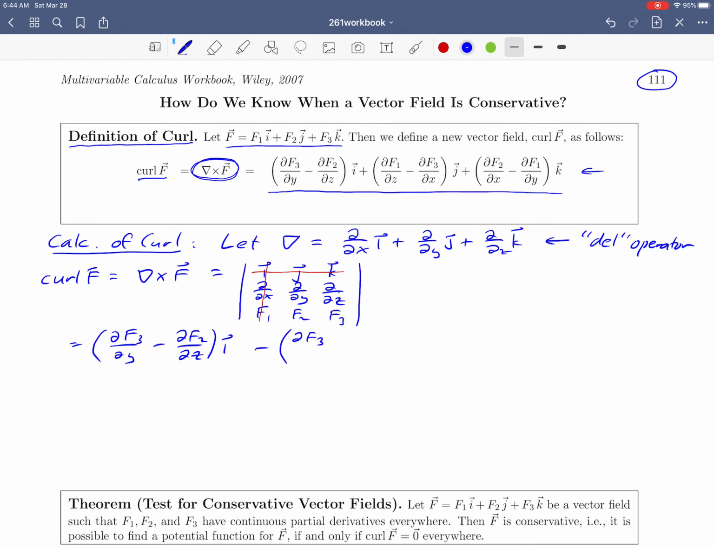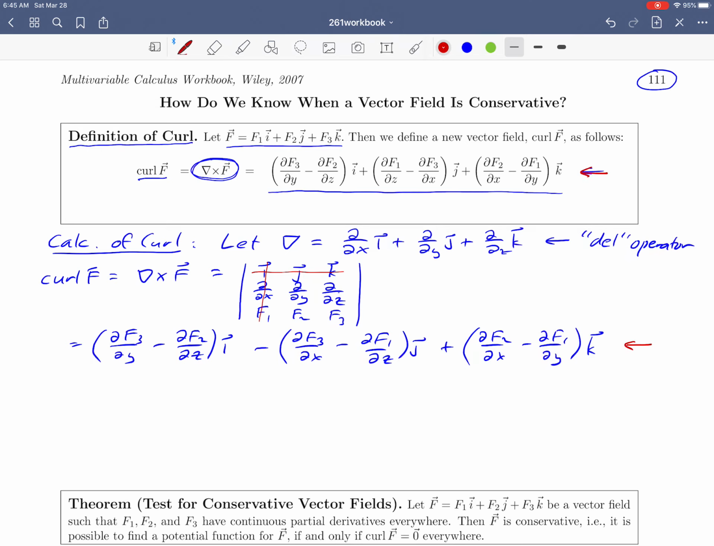The next thing we do is take a minus sign and cross out the row and the column with j, and then we're going to get partial f3 partial x minus partial f1 partial z, times j. And then finally we come to the k component, and there, crossing out the row and the column with the k, we're going to get partial f2 partial x minus partial f1 partial y. We're just using the same process for constructing a determinant that you learned earlier.